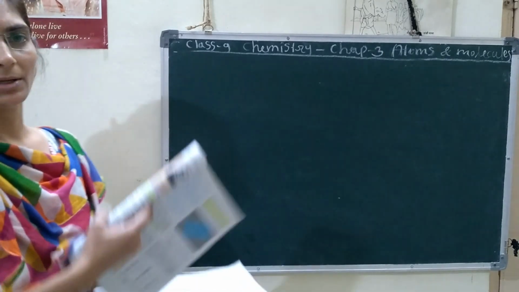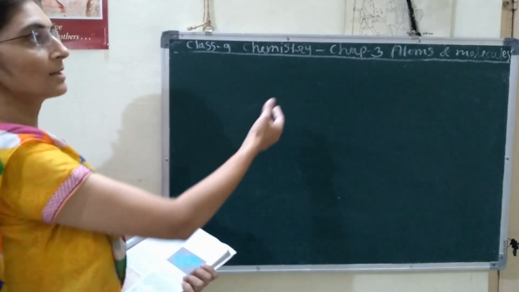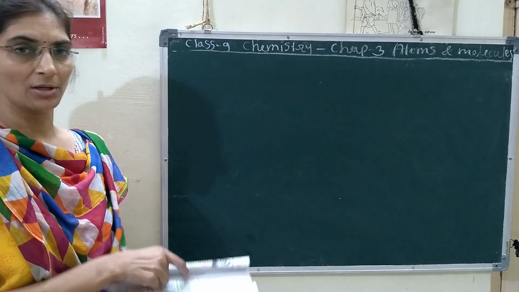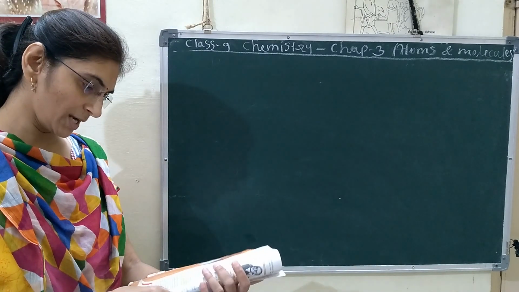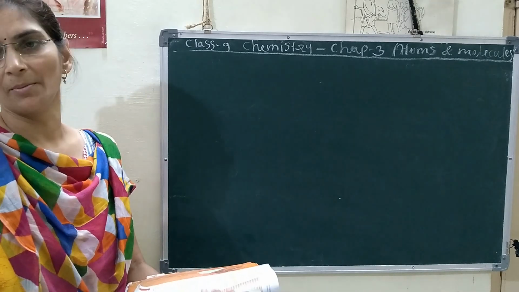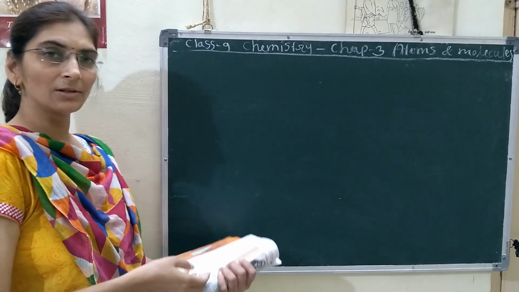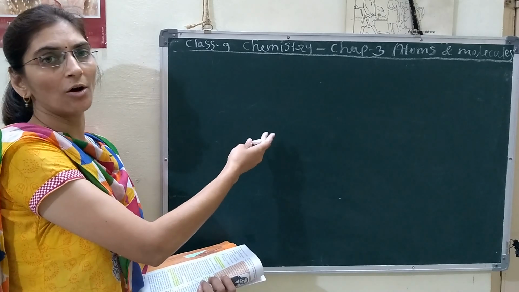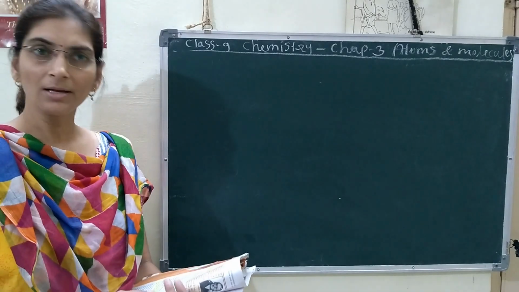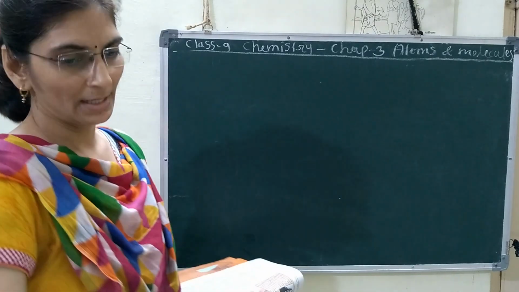And the next question is, which postulate of Dalton theory follows the second law of chemical combination, the constant proportion? So the sixth postulate. What is the sixth postulate? The relative number and the kinds of atoms are constant in the given compound. That is the sixth postulate of Dalton's theory, and it follows the second law of constant proportion of chemical combination. So we have seen here all two numericals and the questions from your NCERT textbook.